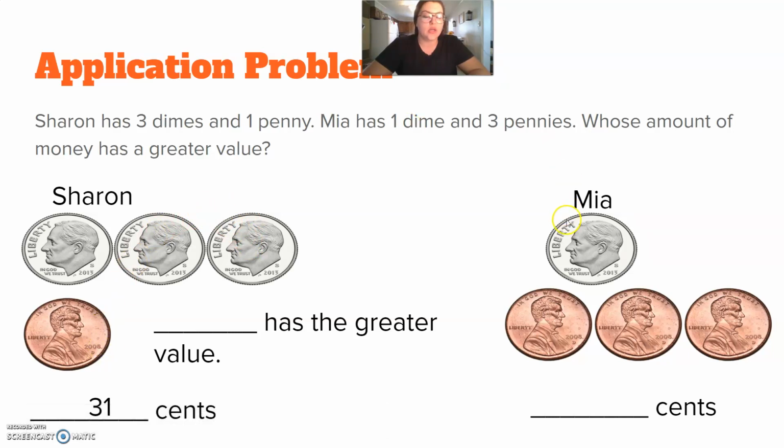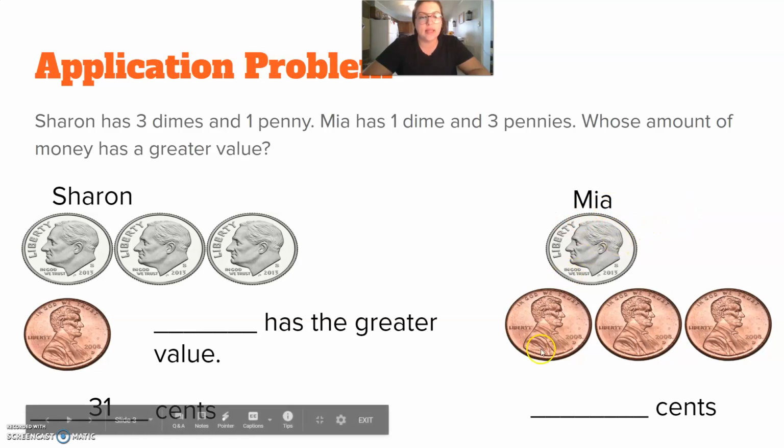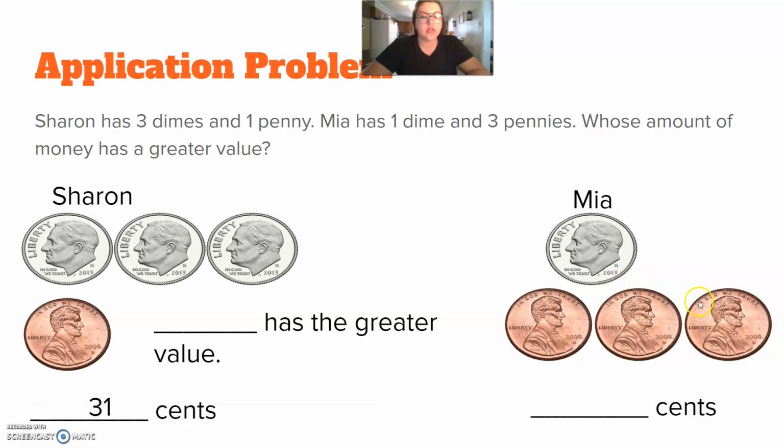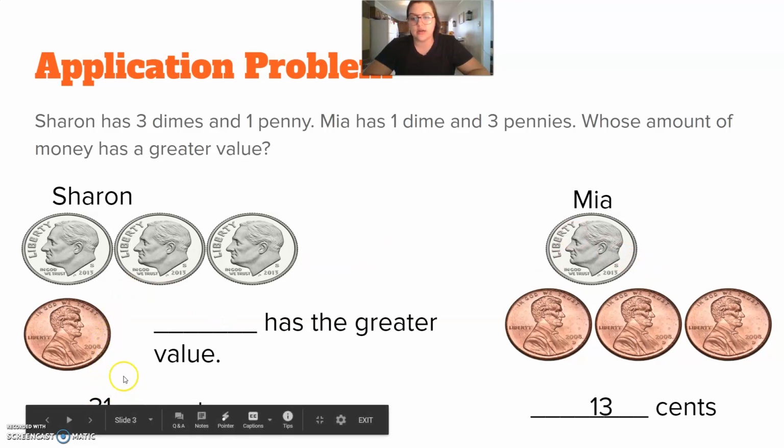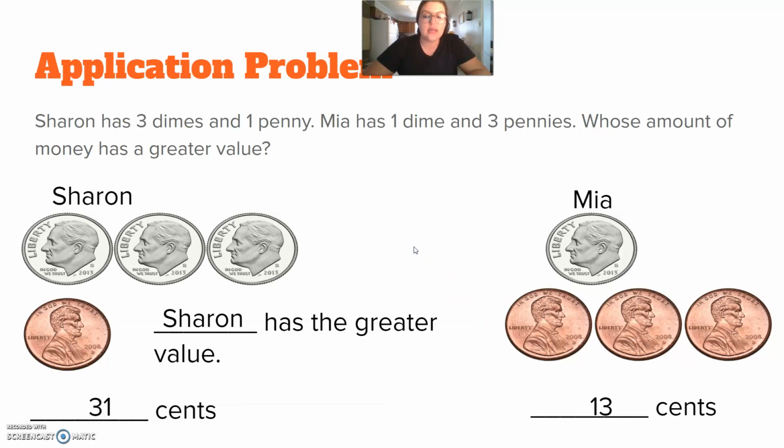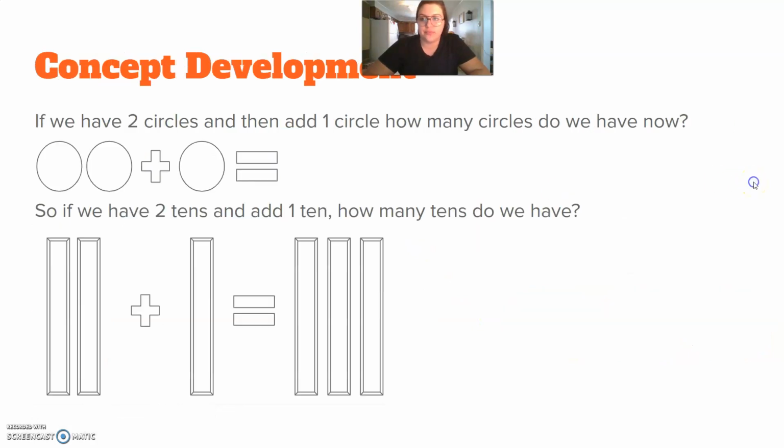Okay, then we're going to come over here and count Mia's. 10, and we're going to count by ones, 11, 12, 13 cents. So who has the greater value? Well, we could see that Sharon has 31, Mia has 13, so Sharon has the greater value.